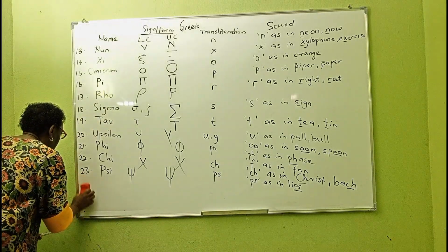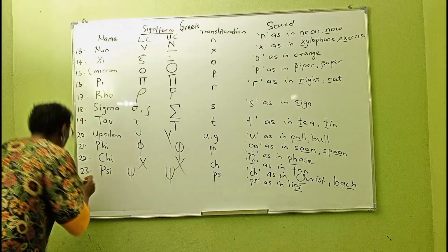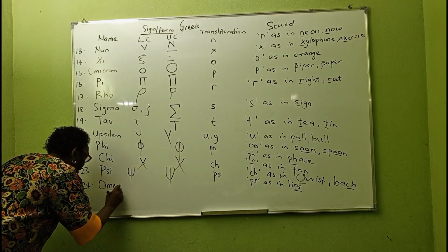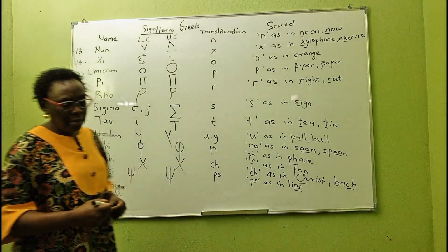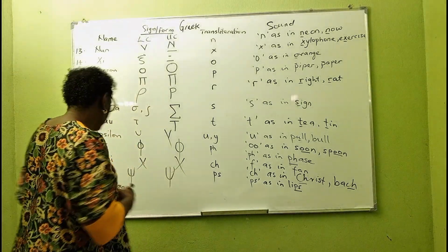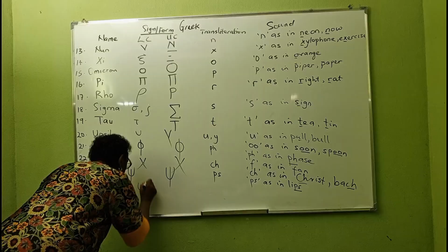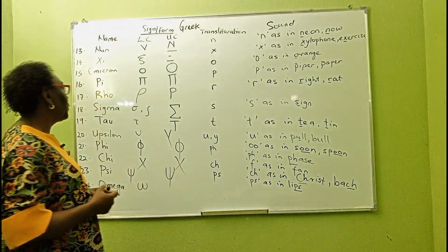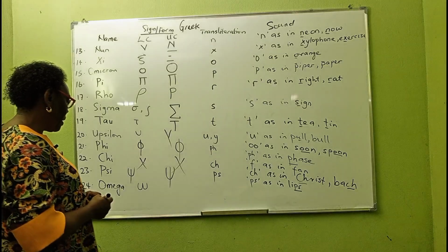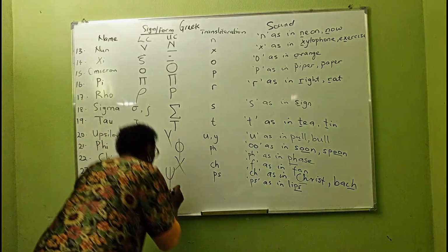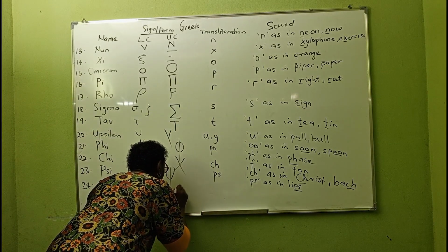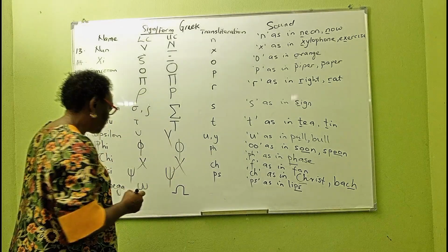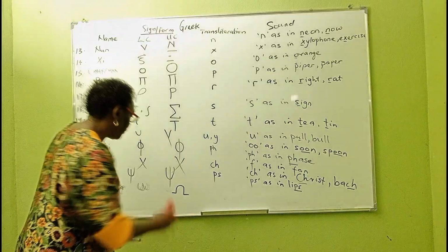Then the last one we're having is the last letter, the 24th letter, omega. That's omega. And how do we write omega? It looks like our English W, but we don't have W in Greek. It's omega. So how do we write the capital letter? Write it this way. Bring it like this. That should be okay. All right. Take note of that. Let's write it in another way.